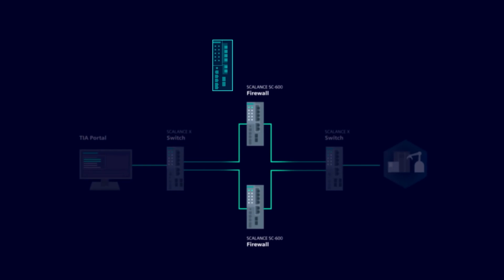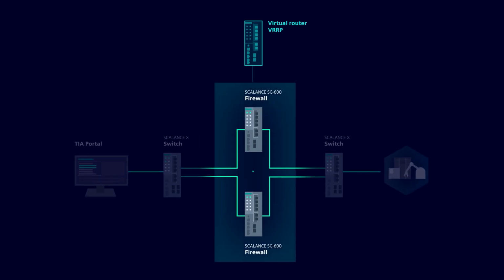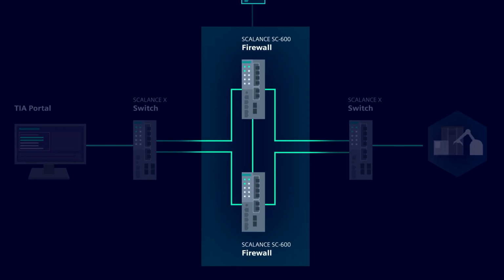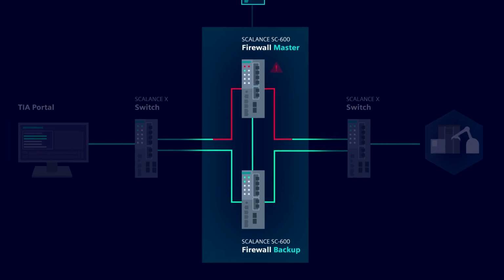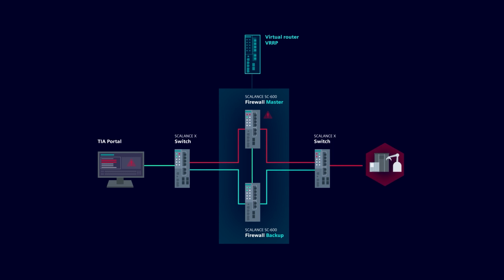The way it works is to provide a virtual router as a gateway for the end devices, behind which there are concretely two routers. One of these routers takes over the role of the master and thus the routing. The other router constantly checks as a backup whether the master is still active. If the master router fails, the backup router with VRRP takes over.